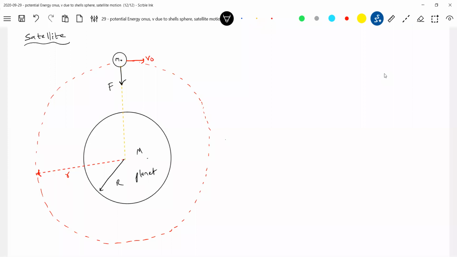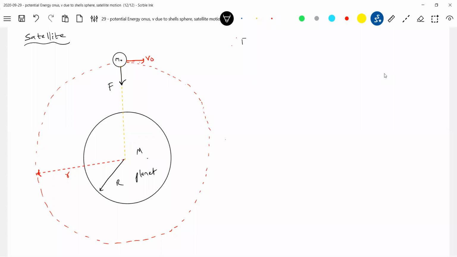The force is acting downward, toward the planet. Going back to circular motion, because of the centripetal force and the tangential velocity v naught, it is in a circular path. Am I right? Because of these two only, the tangential velocity and the force, it is in a circular path here. Okay, now let's come forward directly.